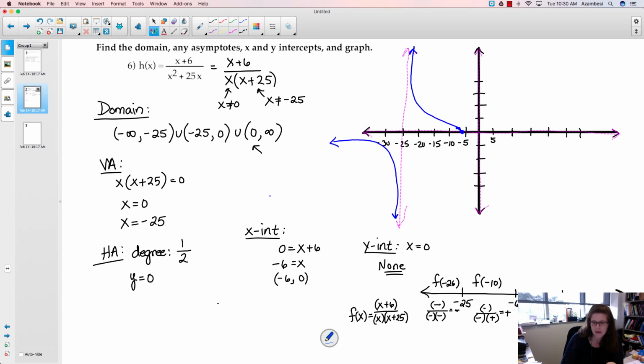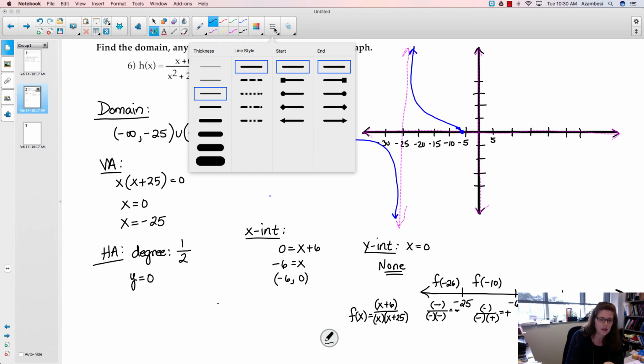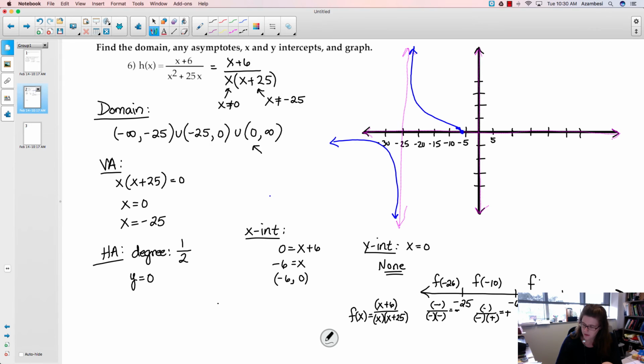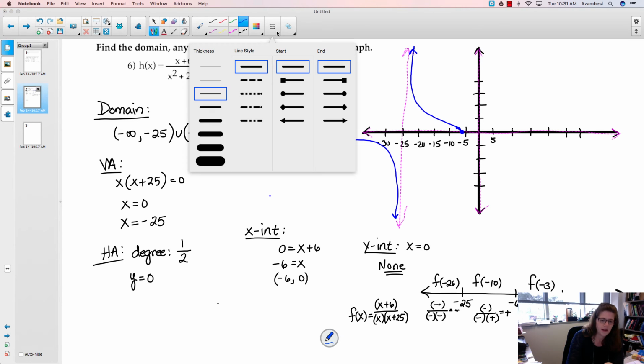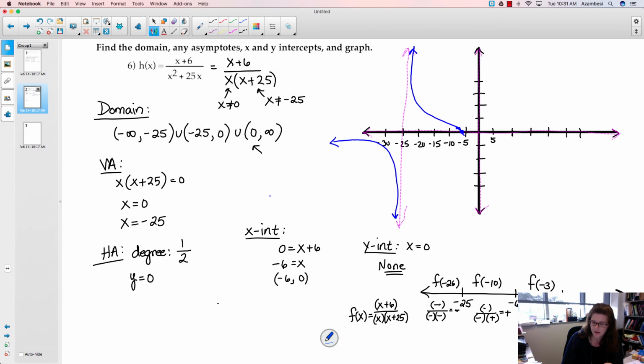Now I don't know what it's going to do with that 0. It could either come back up, or it could go through. I have to decide that based on what's between negative 6 and 0. So looking at, let's pick negative 3. If I plug in negative 3 on the top, I've got a positive. Negative 3 itself is negative, and I've got a positive here. So this region is negative. And what that means as far as my graph is concerned is that it comes through and then approaches the asymptote like this.